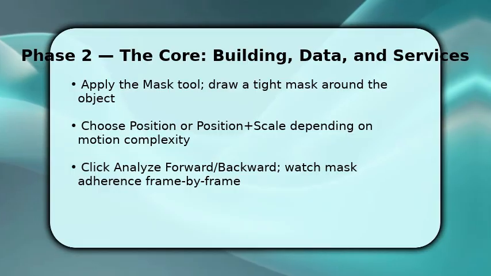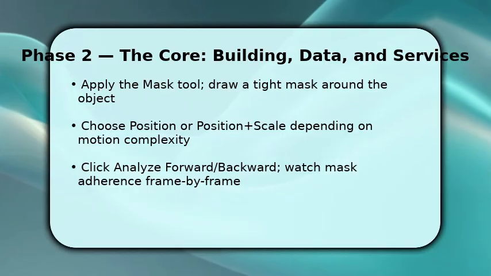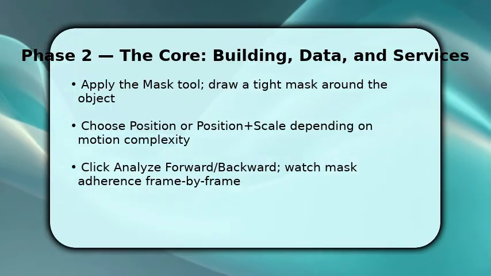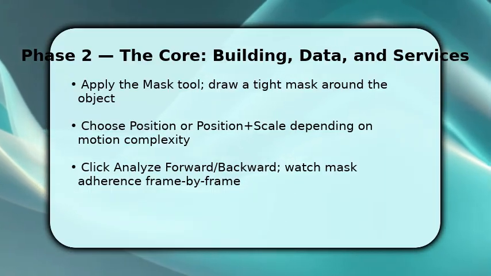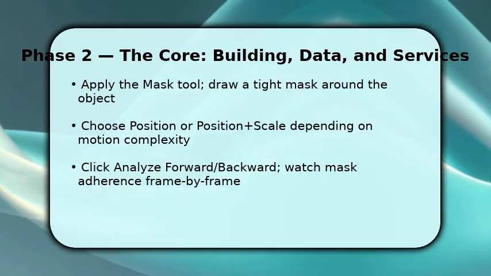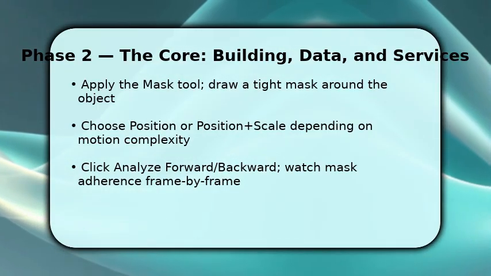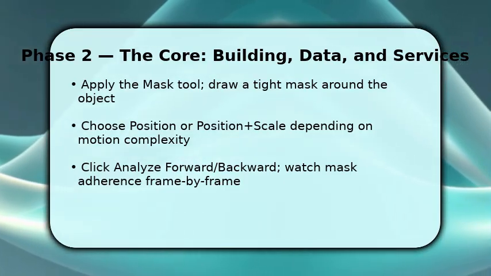Position alone for simple pans, position and scale if the subject moves closer or farther. After that, press Analyze forward or backward. Premiere will compute motion keyframes automatically. Make sure to scrub and inspect every few frames. If the mask slips, pause and adjust a keyframe manually, since small corrections prevent big errors later in compositing.